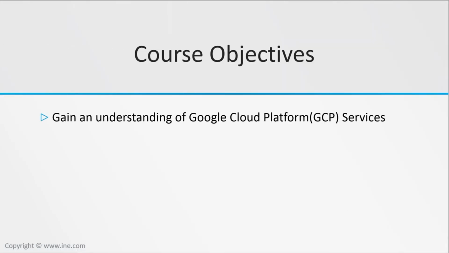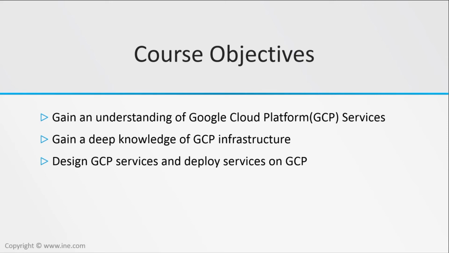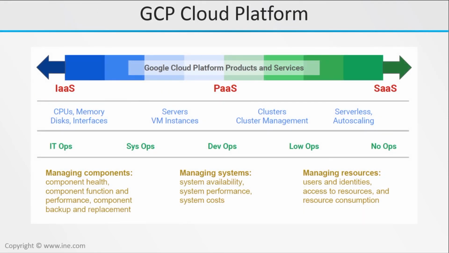When it comes to objectives, the objectives of this course will be that you gain an understanding of the GCP platform services, that you gain a deep knowledge of GCP infrastructure, that you're able to design GCP services and deploy services on Google Cloud Platform. The primary objective of this class is to learn the core components and topics found on the Google Cloud Platform Cloud Architect written exam. When it comes to the Google Cloud Platform, there's a lot of services to understand, and for that matter, a lot of complexities involved in each of them.